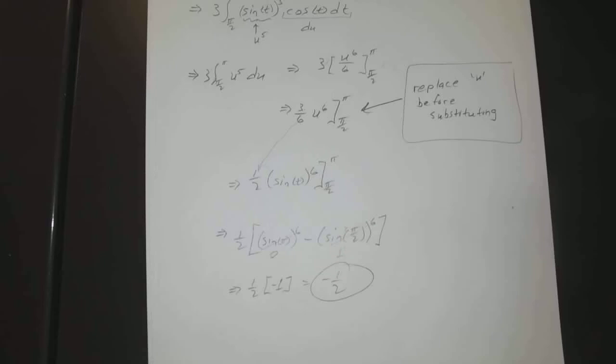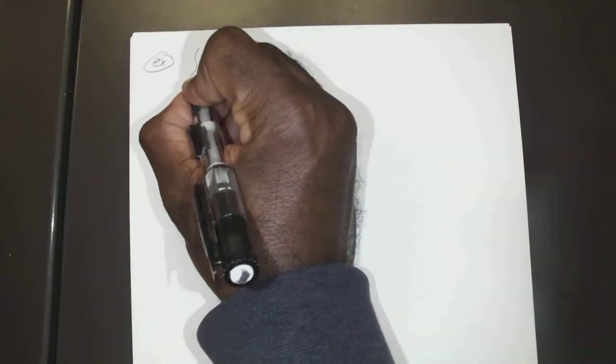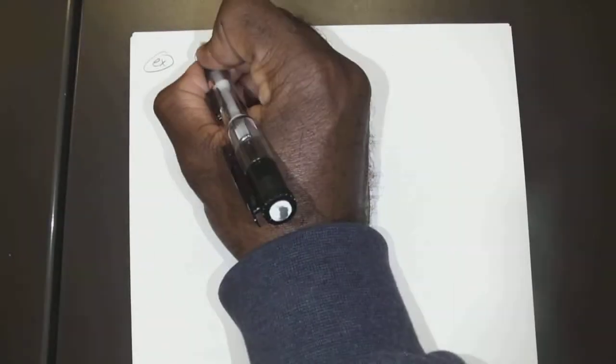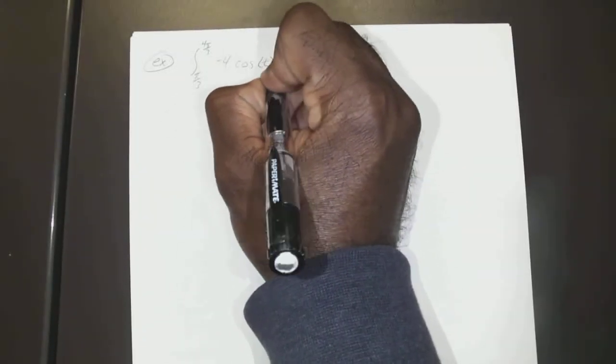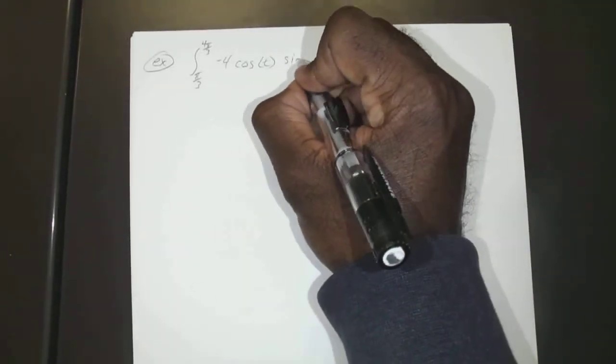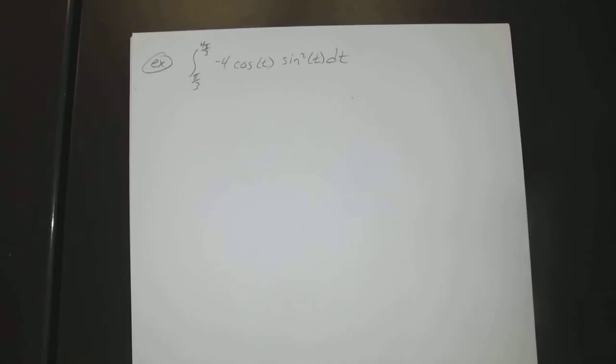Here we go. All right, so we'll do one more of these and move up to the others. Okay, so what if we have the integral from pi over 3 to 4 pi over 3 of -4 cosine of t sine squared of t with respect to t.